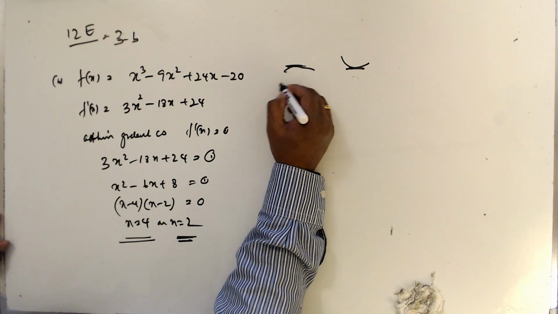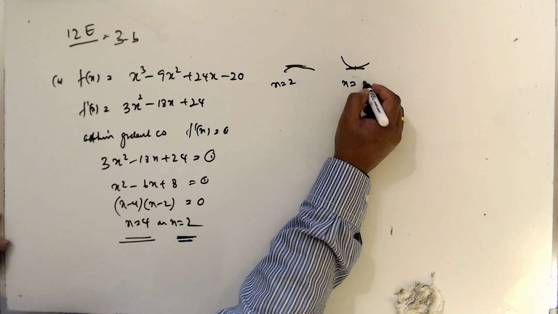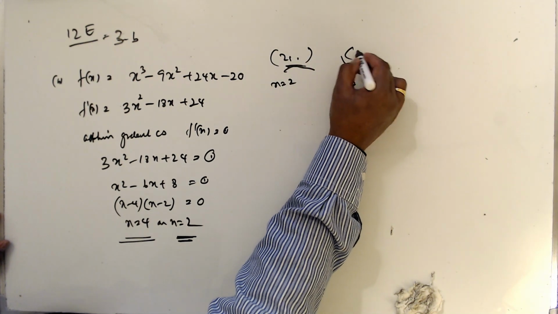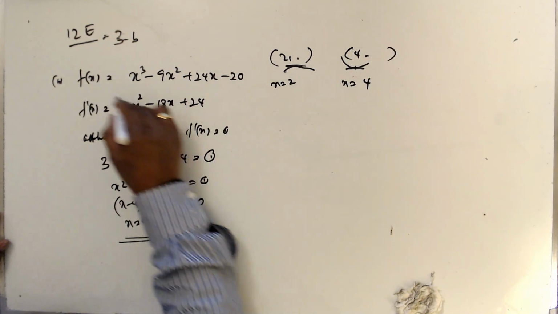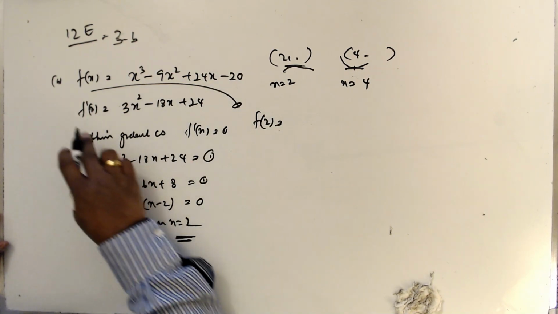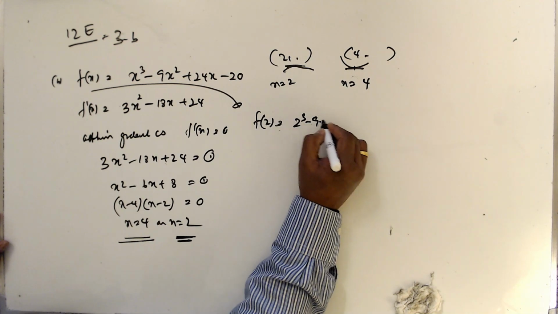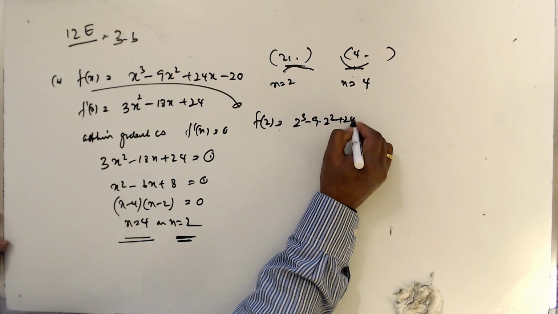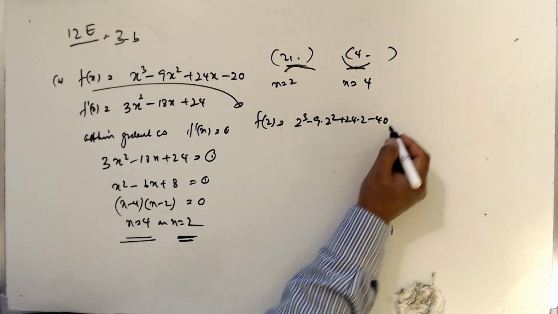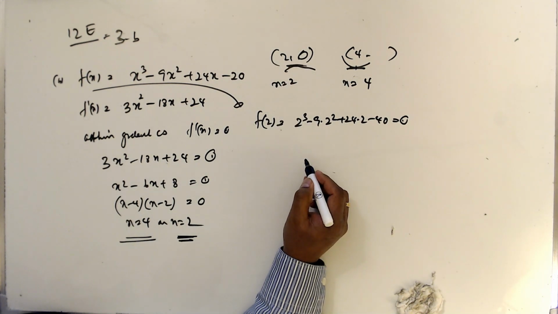Right, let's see, this is x equal 2 and this is x equal 4. Now this is 2, I need to find y. This is 4, I need to find the y value. So we can find the y value here. f(2) equals, not f dash, right? 2 cubed minus 9 times 2 squared plus 24 times 2 minus 40. So this is 0. So the y value is 0.